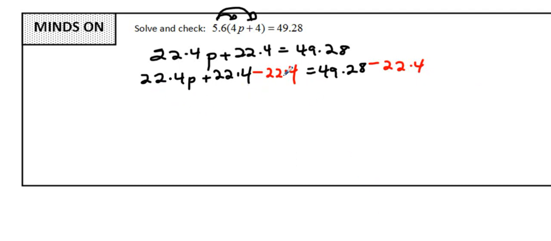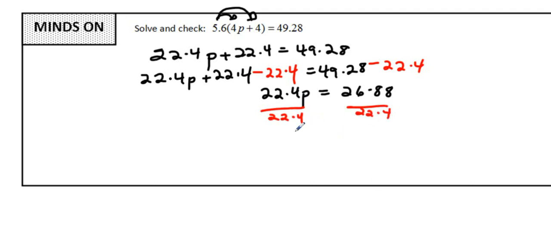We end up with then 22.4p on the left side, and what we have over here, just do it on my calculator here, 49.28 minus 22.4 gives us 26.88. We're going to divide both sides through by 22.4, and we end up with p equals, I believe this is going to give us 1.2. P is equal to 1.2.